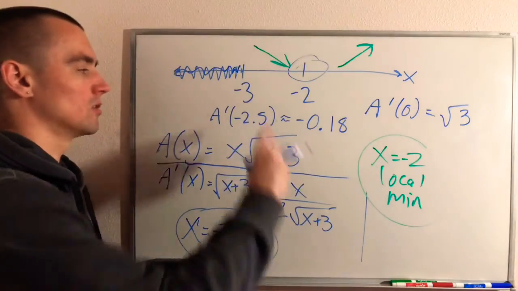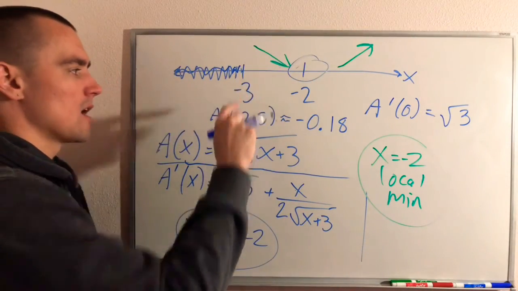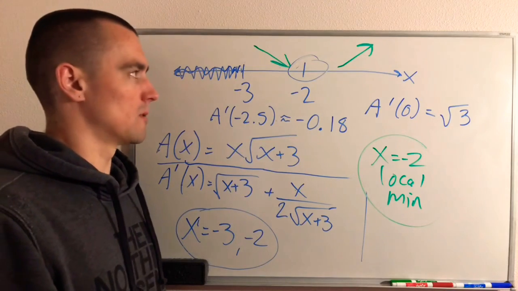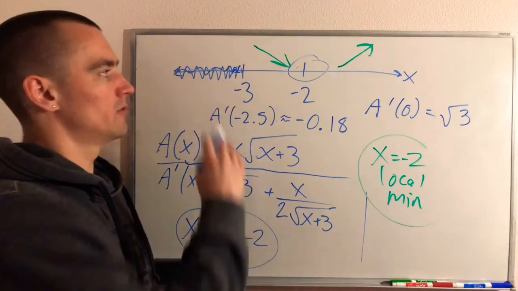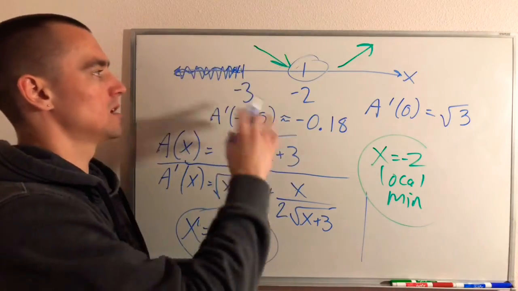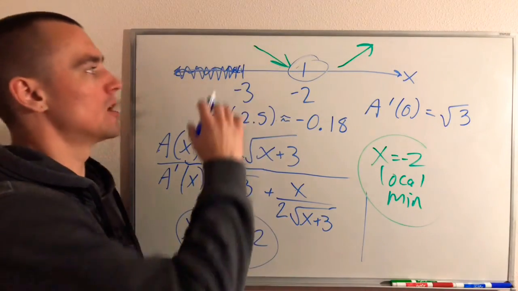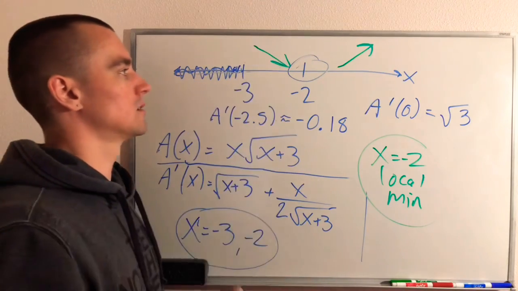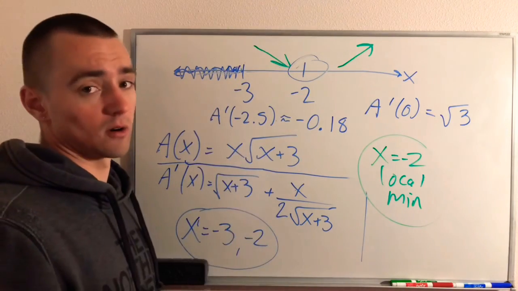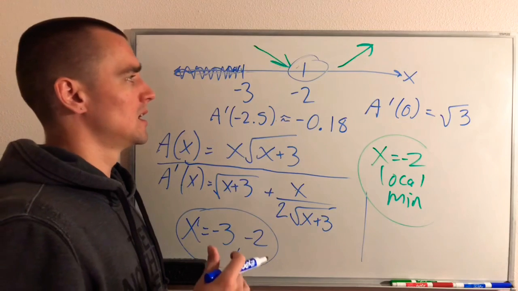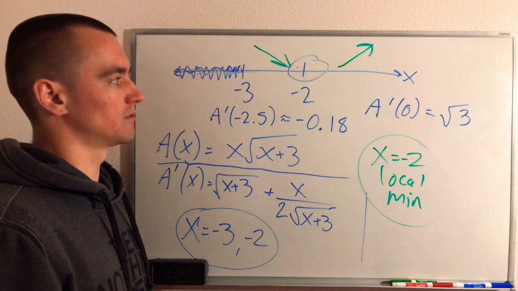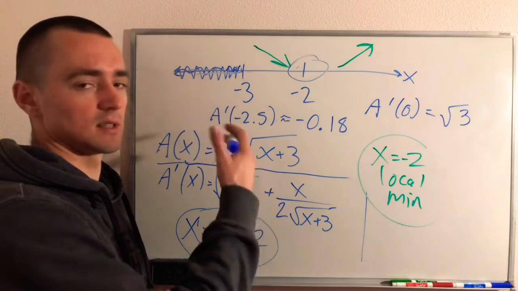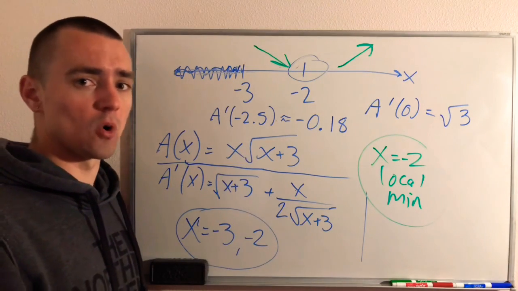And this other critical number, -3, is not a local minimum or a local maximum because it's not defined to the left of -3. Even though our function is decreasing to the right, the first derivative test requires that we know what's happening to the left and to the right. So since we know it's not defined, it's not increasing or decreasing to the left. Therefore, the first derivative test basically tells us that this is not a local maximum or a local minimum.